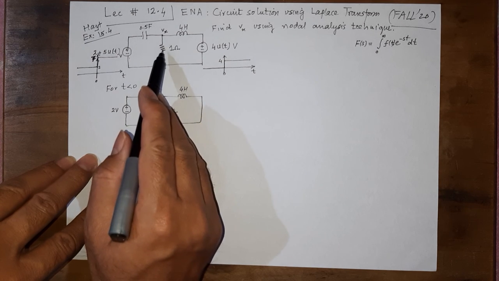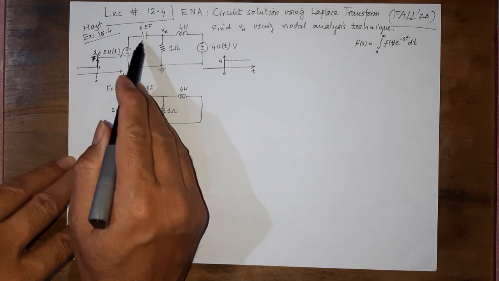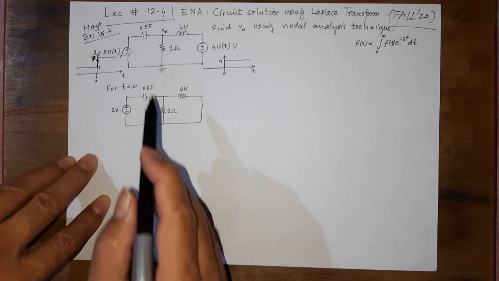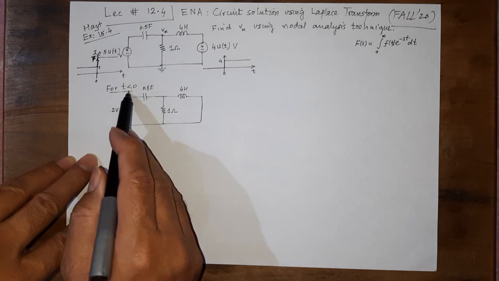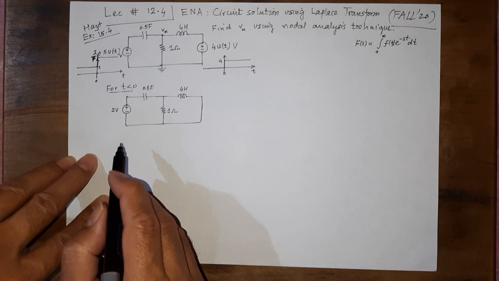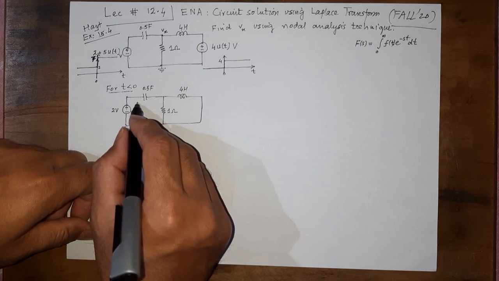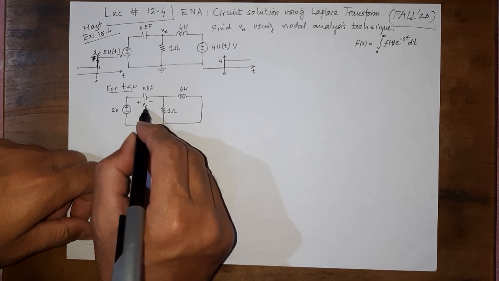So when this circuit was at t equal to 0, what was the voltage across the capacitor, and what was the current through the inductor? We are going to find this using this 2 volt period, because this time is what established the initial energy in the circuit. So let us say this is the voltage we are interested in finding. Let us call this VC.